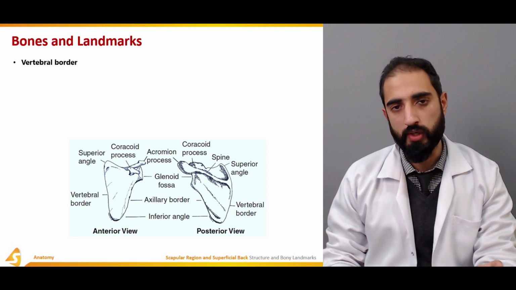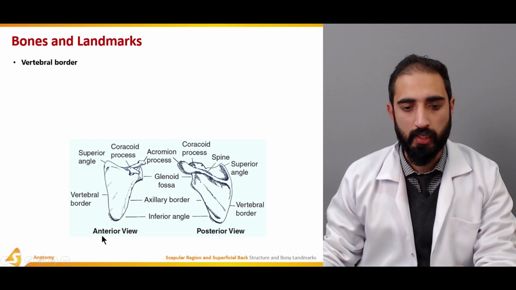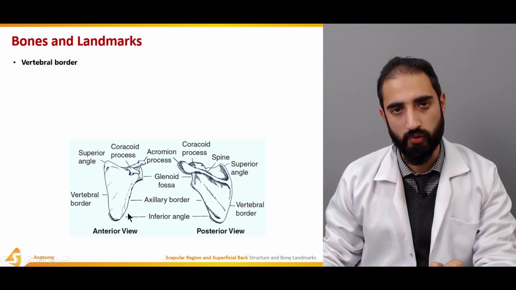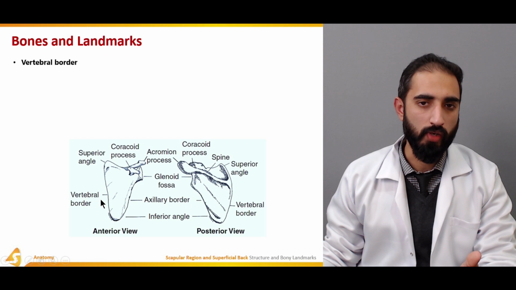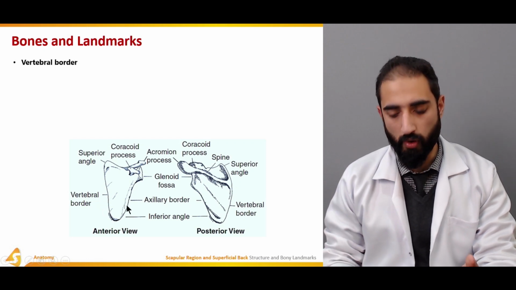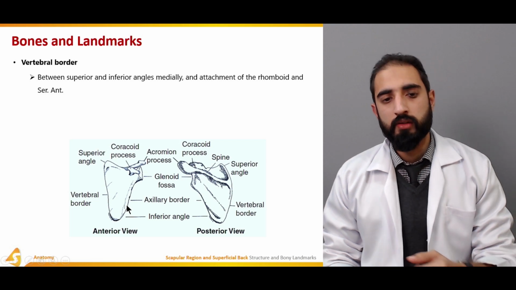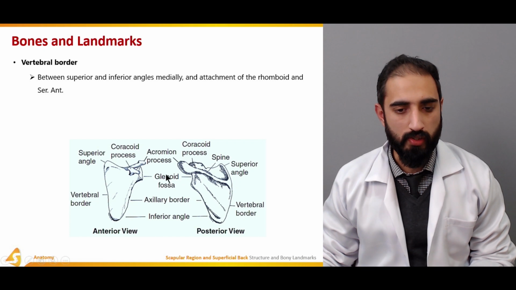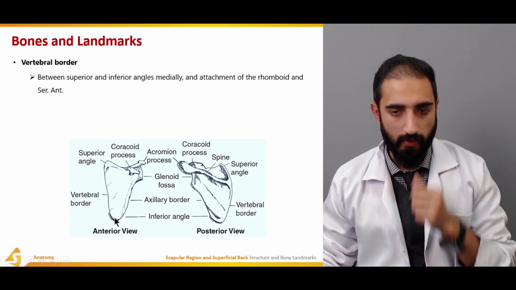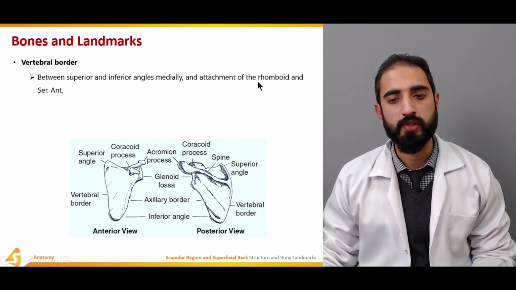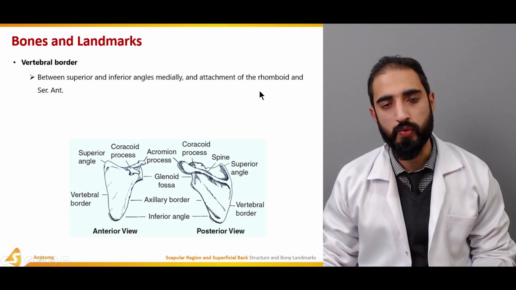Moving on, as you already mentioned, the vertebral border and the axillary border. This is the superior border, this is the medial border, and this is the lateral border. The medial border is also known as the vertebral border, and the lateral border is also known as the axillary border. The vertebral border is between the superior and inferior angles, as you can see, and it also serves as the attachment site for the rhomboid muscles and the serratus anterior.